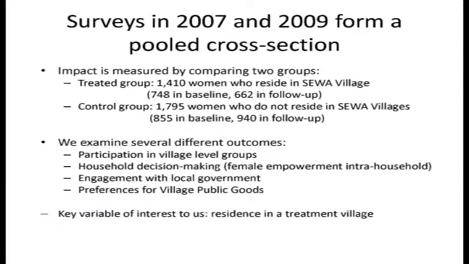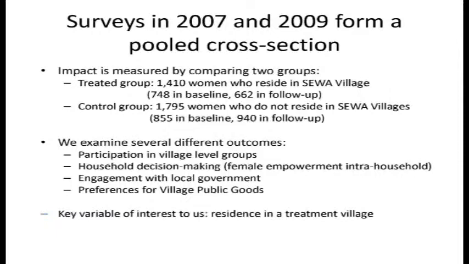And then we examined several different outcomes. Some of them simply having to do with whether it really has an impact on the organization in different kinds of village level groups, because SEVA is of course not the only organization organizing these groups, and they may exist in other villages as well. Also looking at different kinds of economic outcomes, and also female empowerment within the household, household decision making.